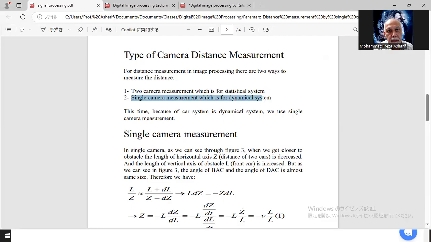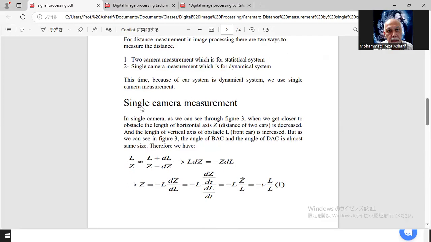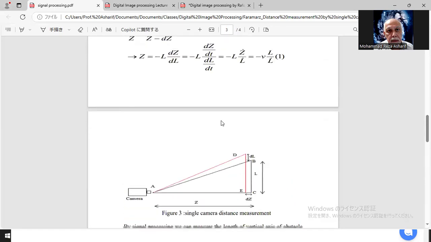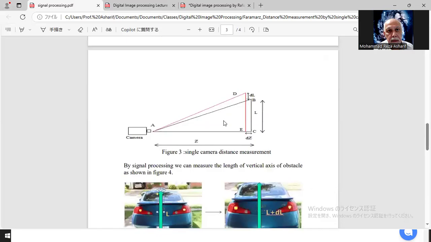This is the two camera distance that I told you, or single camera measurement, which is dynamic. That is static. This is dynamic. And for a single camera, we need the velocity, the speed of the vehicle, of the robot, or of the car. For instance, we have two cars here.